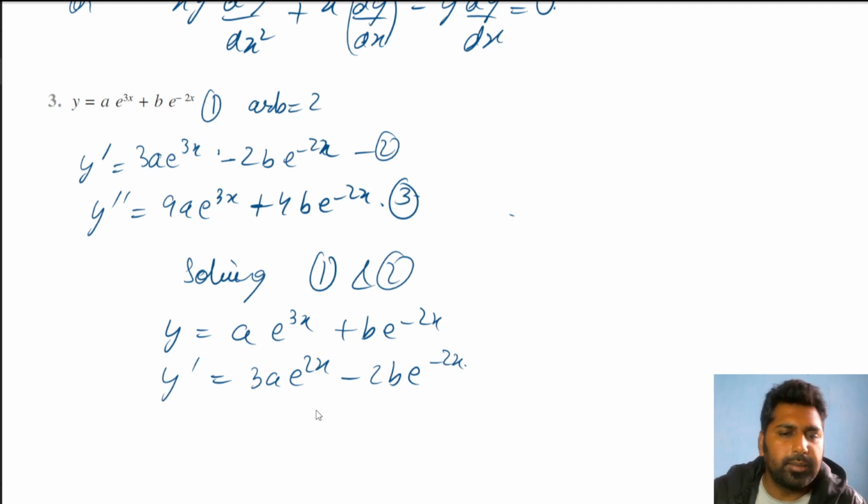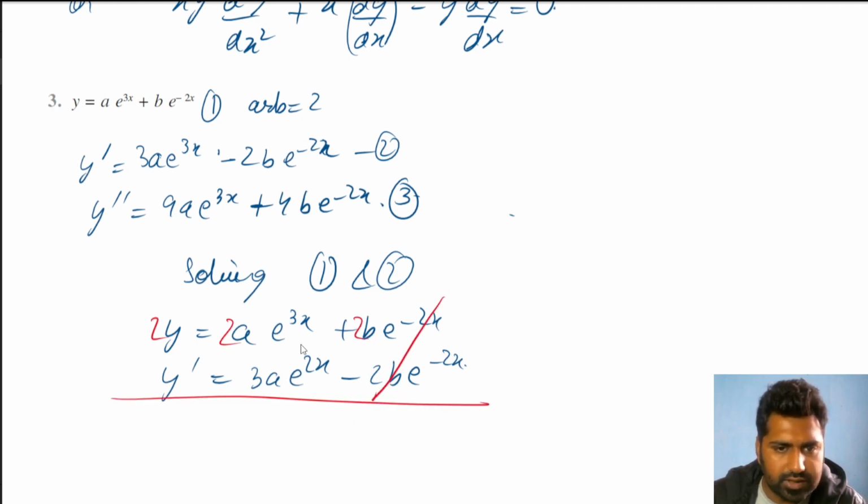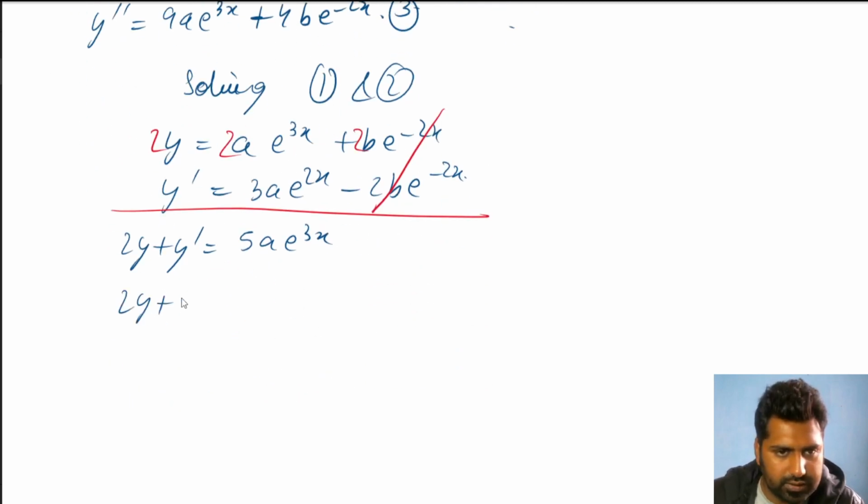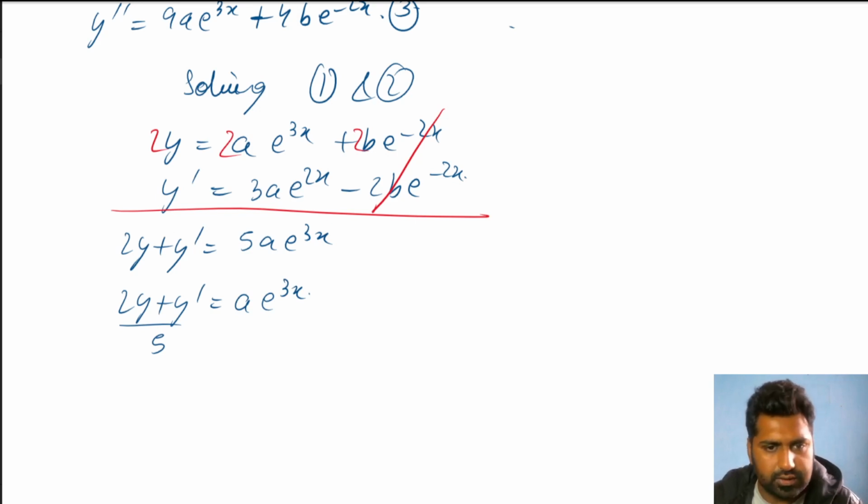Now what kind of solving I'm talking about? I'm talking about elimination. So what do you do? You multiply this by 2 and now add them. The moment we add them, these two cancel and we get 2y plus y dash equal to 5a e raised to power 3x. So 2y plus y dash upon 5 is equal to a e raised to power 3x. That's what we have done. We found the value of a e raised to power 3x.